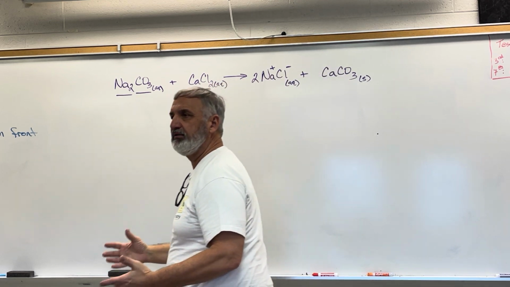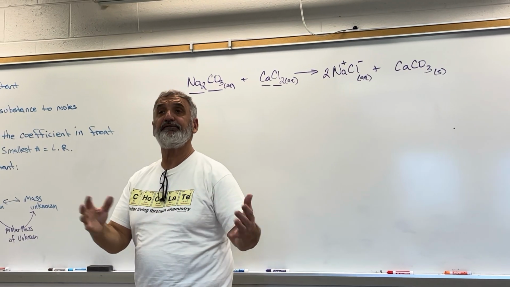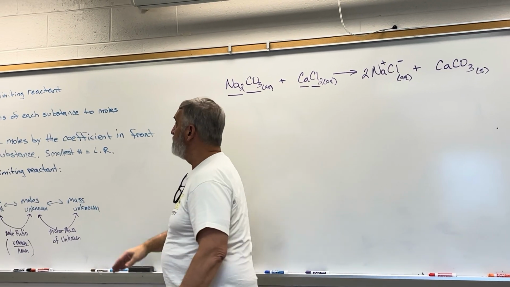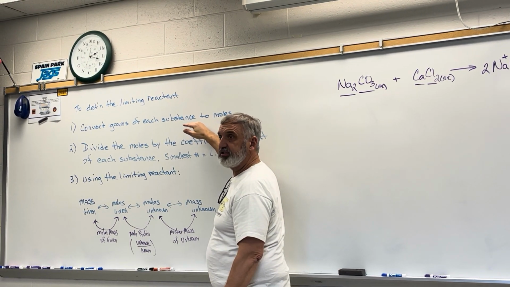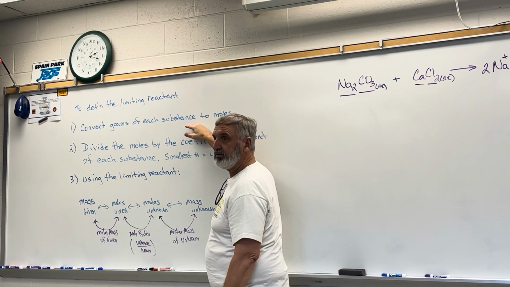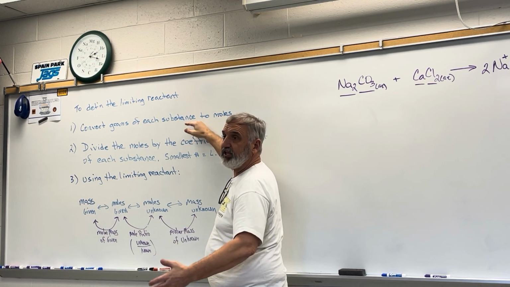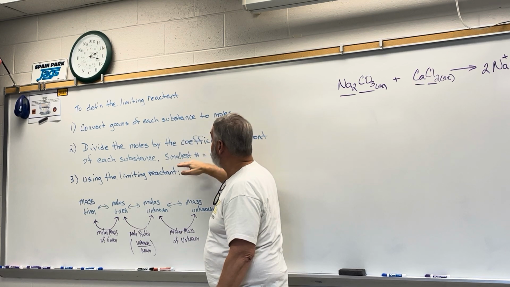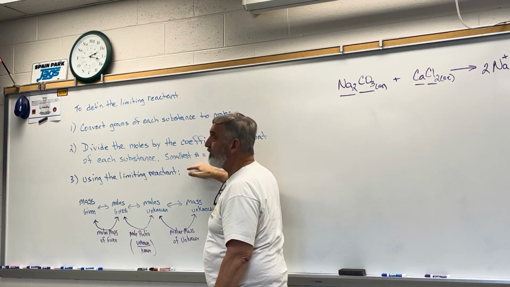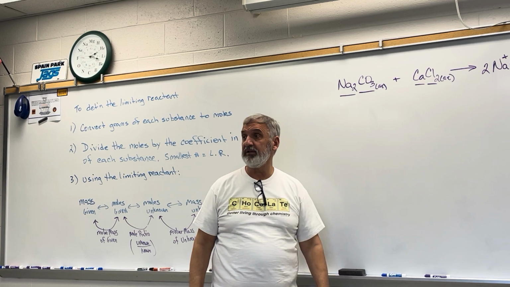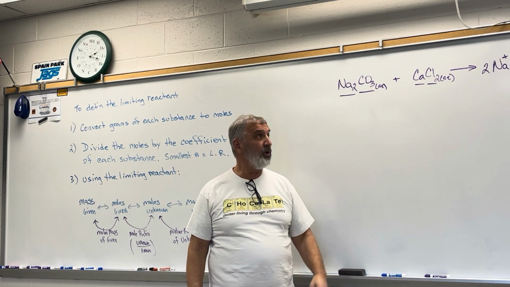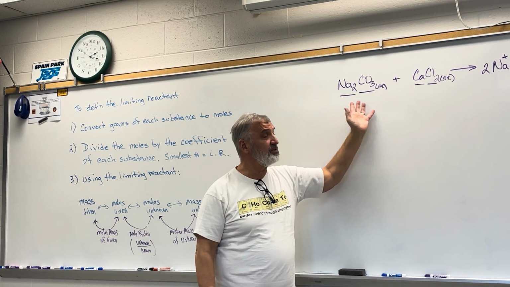Now, the other classes had some severe issues with being able to change simple grams to moles and determine the limiting reactant. So we're going to practice that first before we get into the lab. To determine our limiting reactant, here are our simple steps. You convert grams to moles, or whatever the quantitative information is, you always go to moles, and then we divide by the coefficient in front of that substance. Now in this one, what are our coefficients? 1 and 1, right? Everything's a 1.